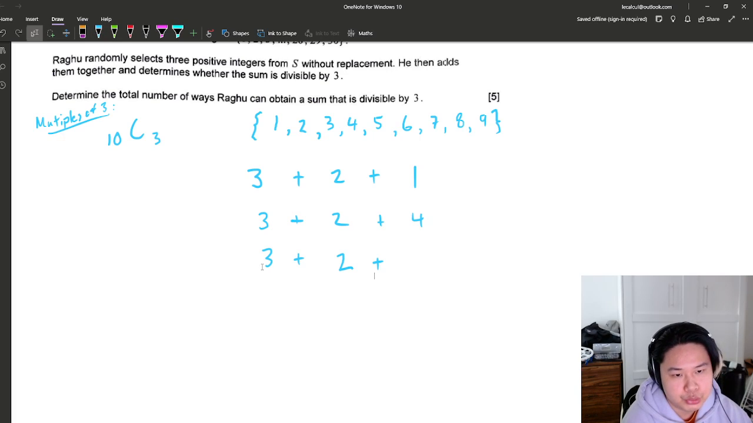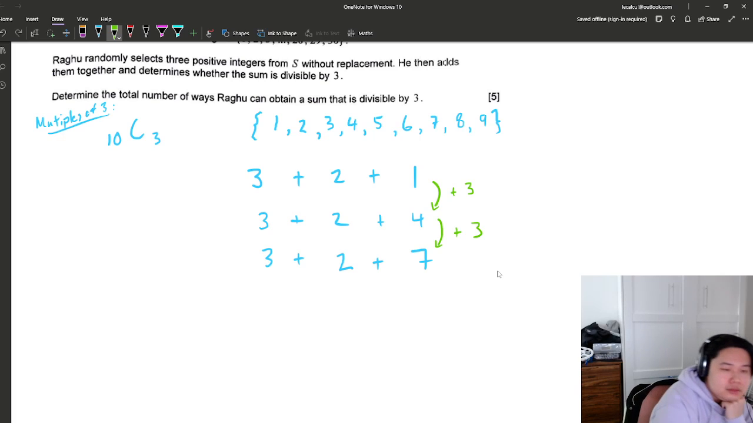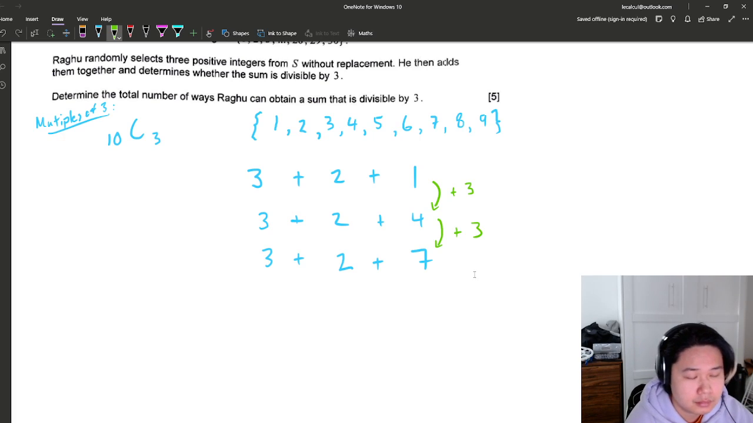And then 3 plus 2 is 5. And then 5 plus something is 12. You could also do 7. And then there's a pattern of adding 3 here, which makes sense. Because if you just add 3, you'd still have a multiple of 3. And then I could also add 3 to the 2's until I'm at the end.